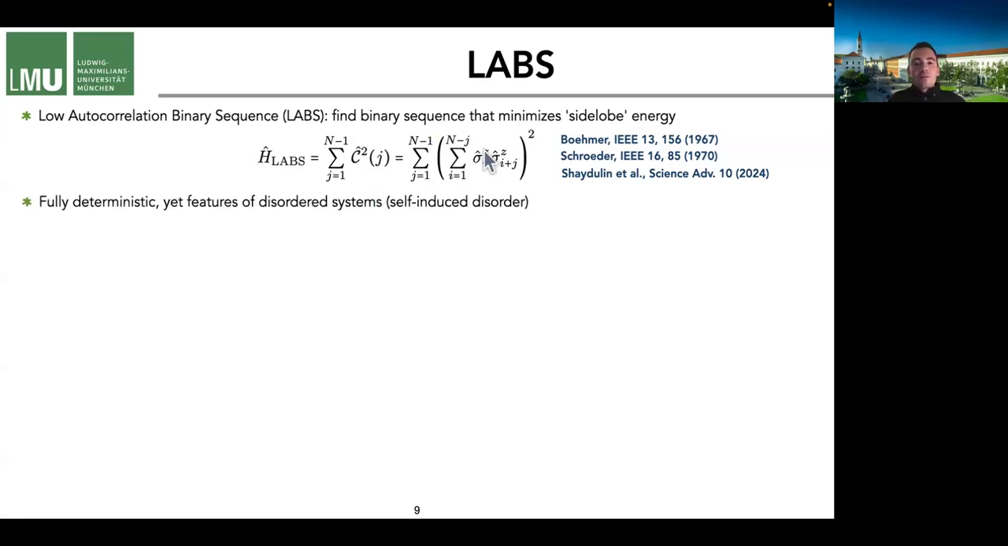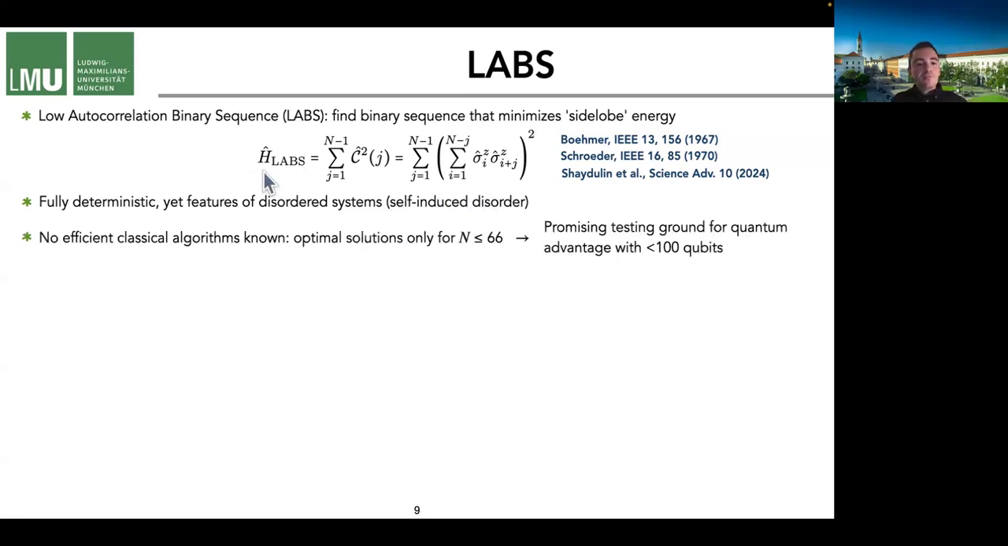And what's nice about this Hamiltonian here is that it's fully deterministic, so we don't have to keep drawing and try to find hard instances, but we really only have one instance that we need to consider. And it does feature some, say, essential properties of disordered systems, which people usually refer to as self-induced disorder here. And so there's really no classical algorithms known that give you exact answers here that do not scale exponentially. So this is really a hard problem to solve classically.